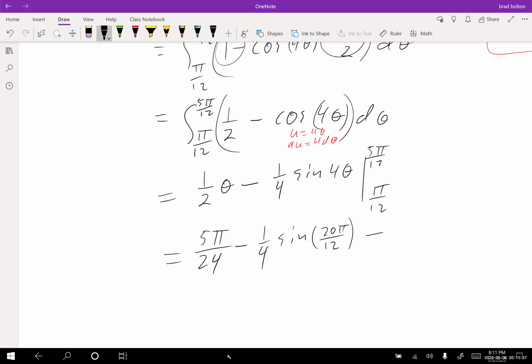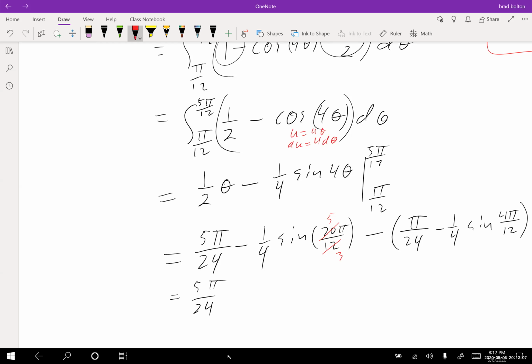Now we have to do minus f of a. So this will be pi over 24 minus 1/4 sine. 4 times this would be 4 pi over 12. Well, that's going to end up being pi thirds. Okay, so let's see, 5 pi over 24. This is going to become, divide both sides by 4. This is going to become 5 pi over 3.